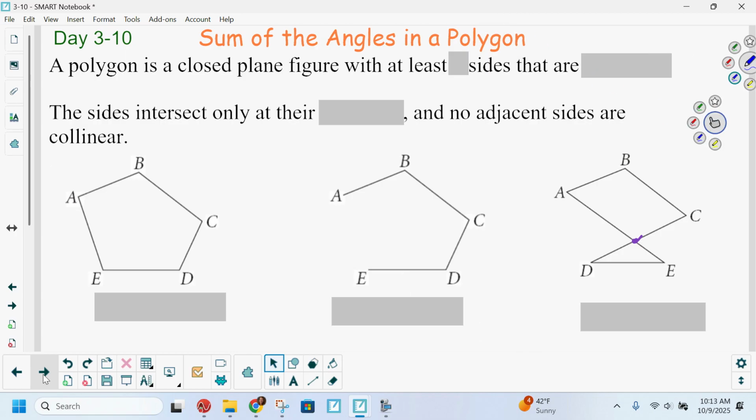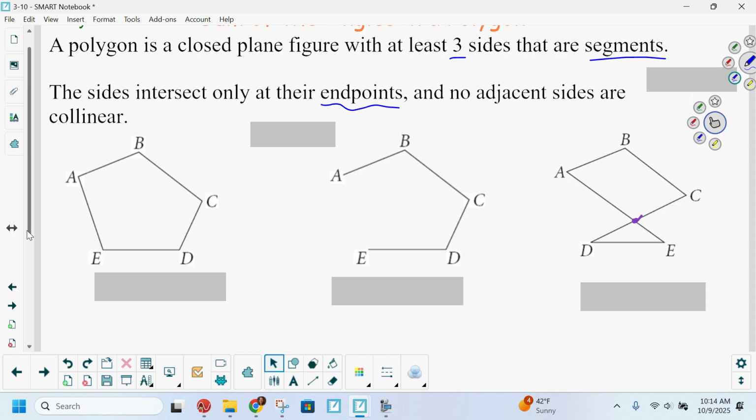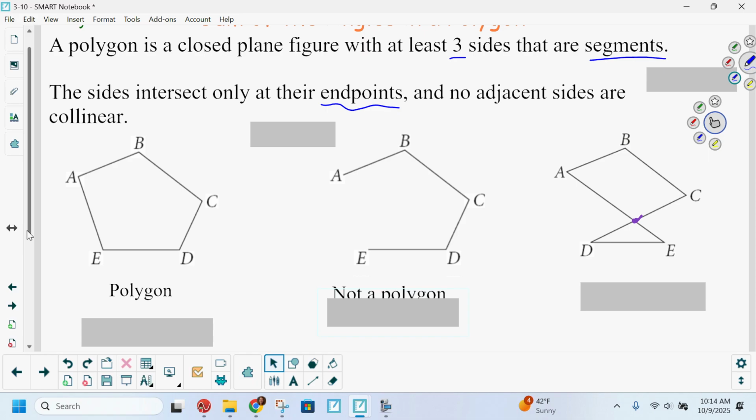So the day 10 notes are going to be about the sum of the angles in a polygon. A polygon is a closed plane figure with at least 3 sides that are segments. The sides intersect only at their endpoints, and no adjacent sides are collinear, meaning they're not on the same line. So on the bottom here, this first one on the left is a polygon. The one in the middle is not a polygon because it's not closed, right? I don't have a segment from A to E.